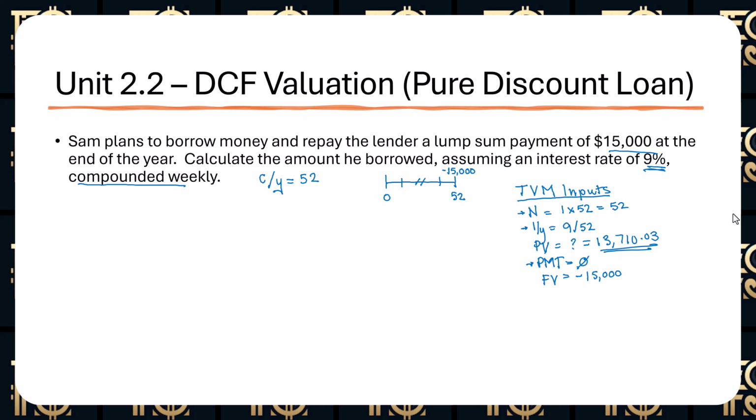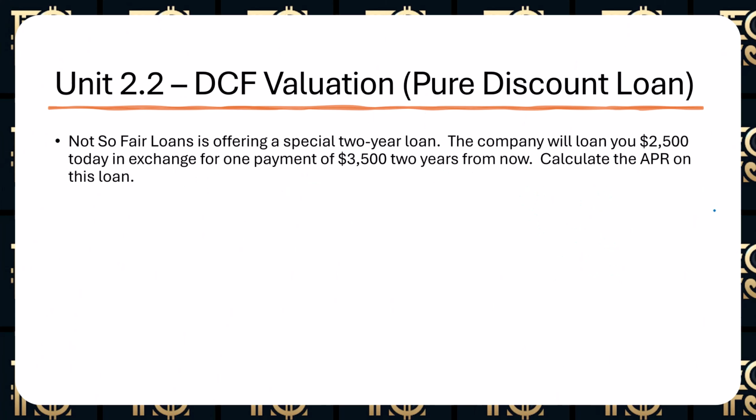All right, let's go to the next question. Not So Fair Loans is offering a special 2-year loan, and the company will loan you $2,500 today in exchange for $3,500 2 years from now. Calculate the APR on this loan. Once again, let's draw the timeline. Great thing to do here.